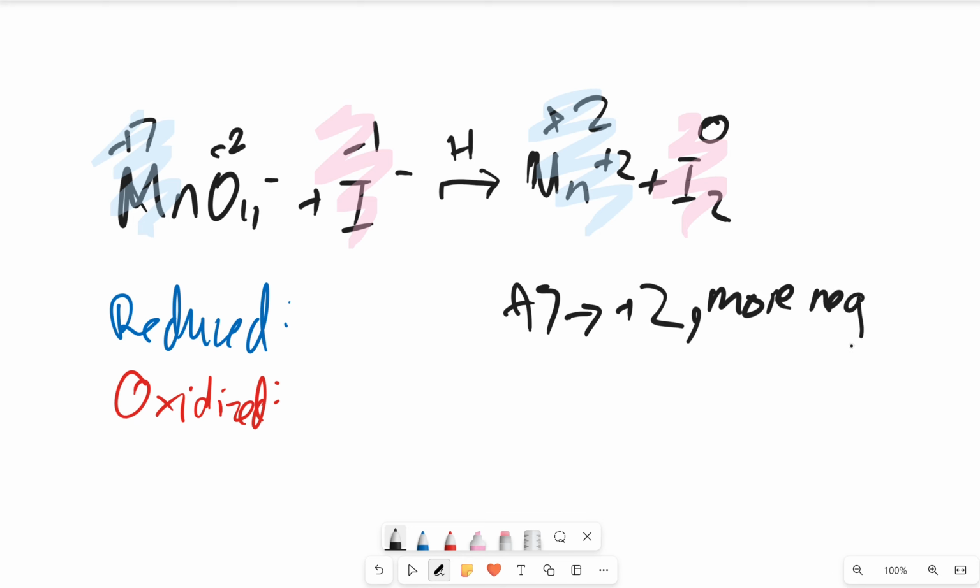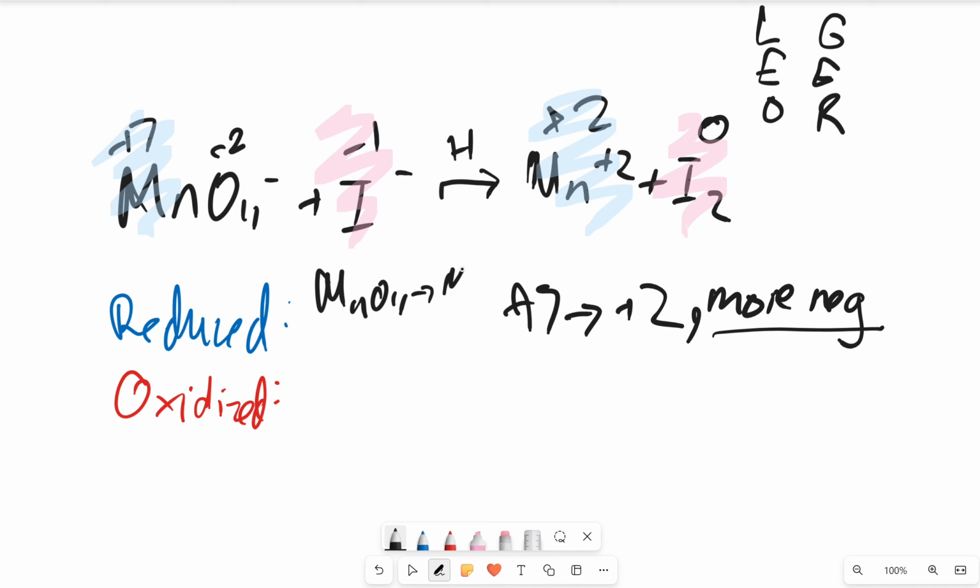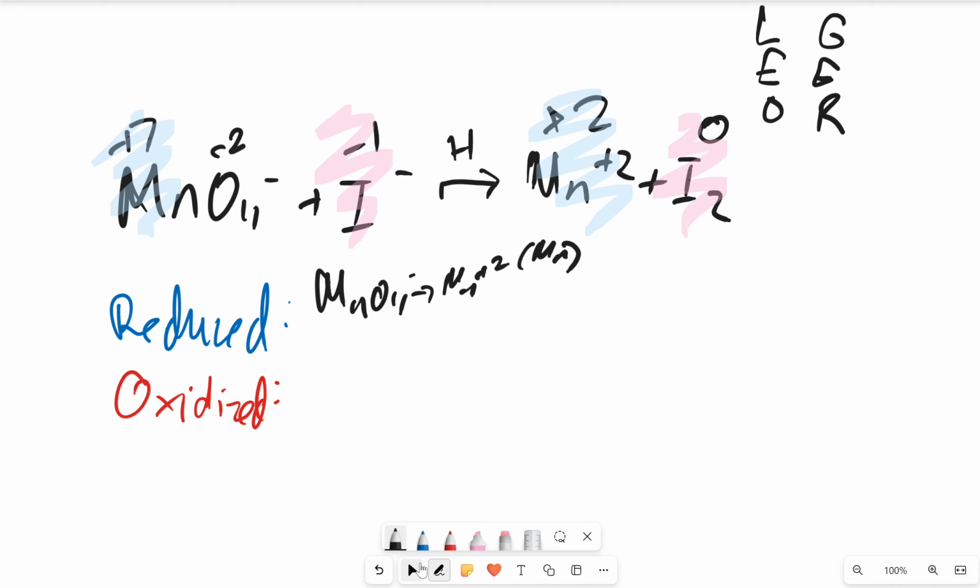It's getting more negative, right? And we refer back to LEO the lion goes GER. More negative, so is it losing an electron? No, it's gaining an electron. Sorry, I completely fell for my own thing. Yeah, it's gaining an electron, so it's being reduced. So MnO4 minus to Mn2+ is the reduction. And what's being oxidized? Well, the opposite, the only other thing that's changing: I minus to I2.